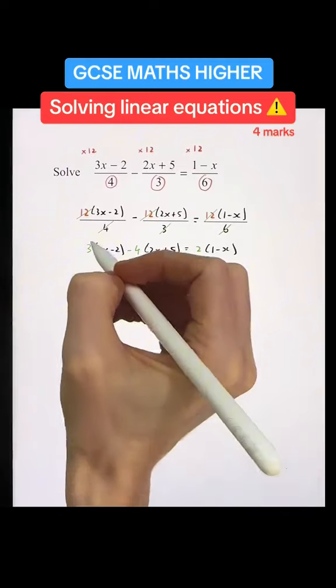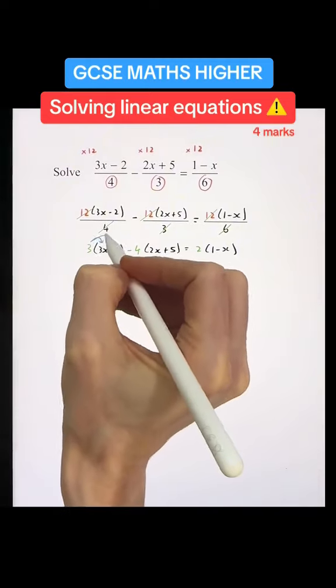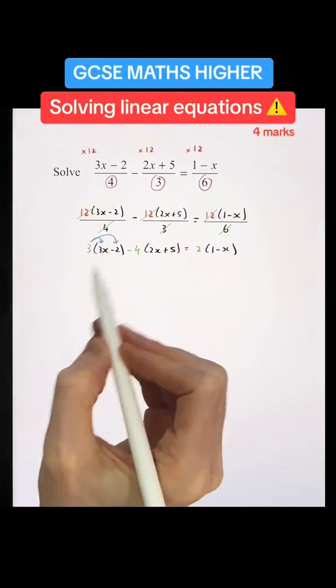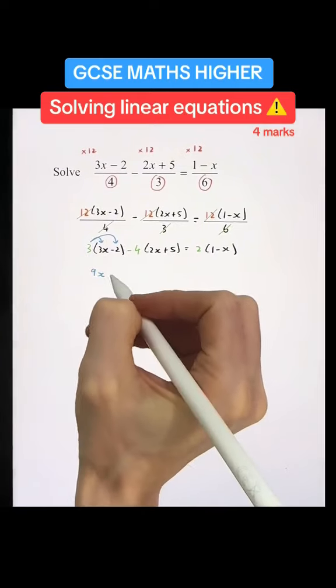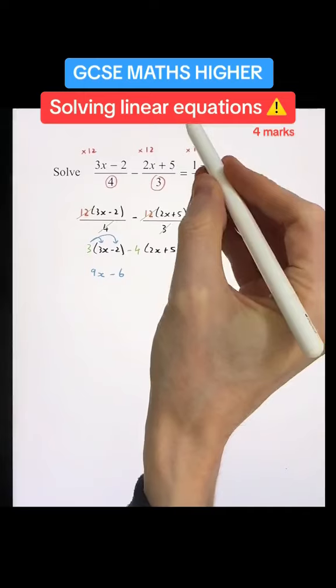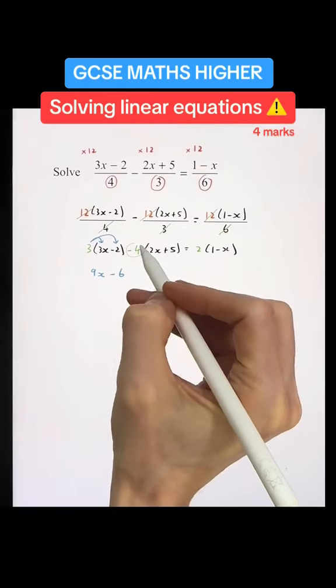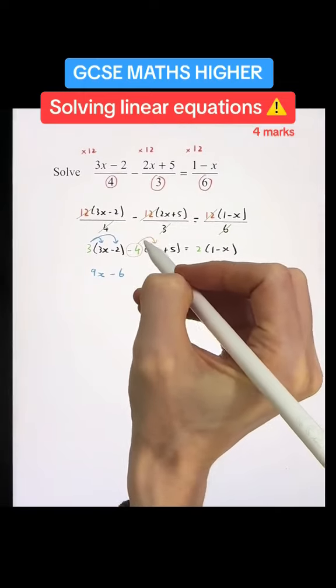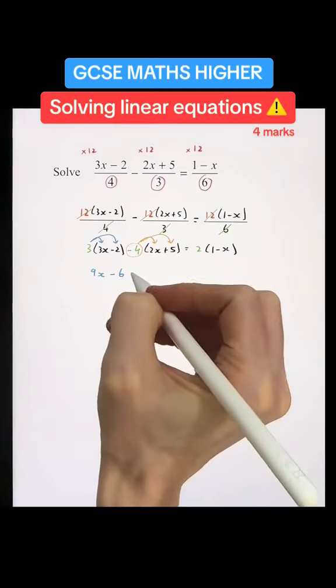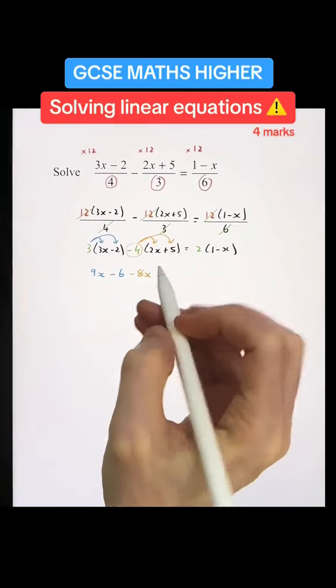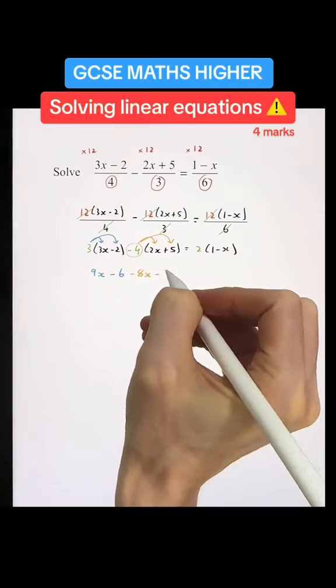Expanding each single bracket, looking at my first bracket, I multiply the term directly outside by each term directly inside my single bracket. So 3 times 3x gives us 9x. 3 times negative 2 gives us negative 6. Expanding my next single bracket, I take the term directly outside the single bracket, always include the sign, and it multiplies each term directly inside the single bracket. So negative 4 times 2x will give us negative 8x. And negative 4 times positive 5 will give us negative 20.